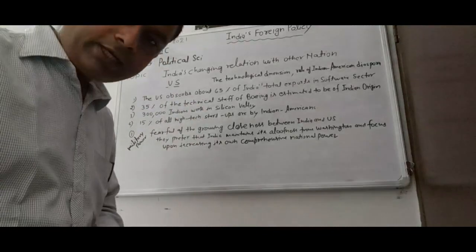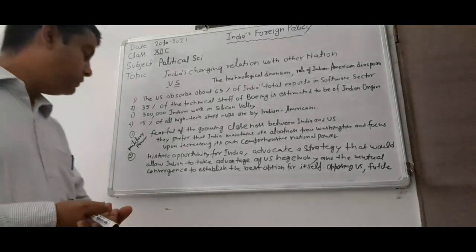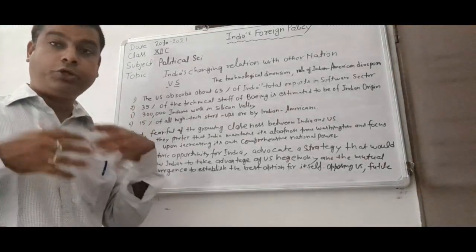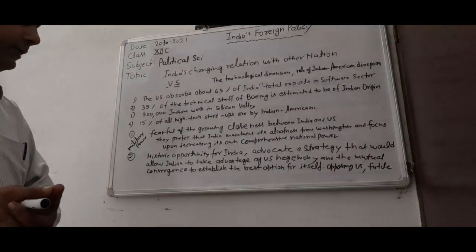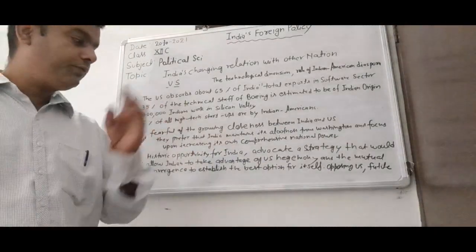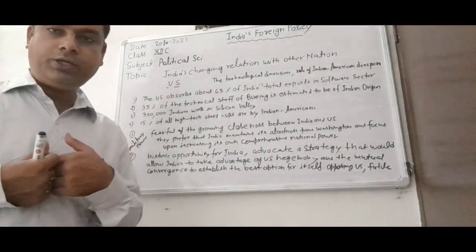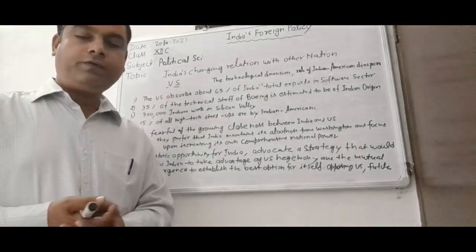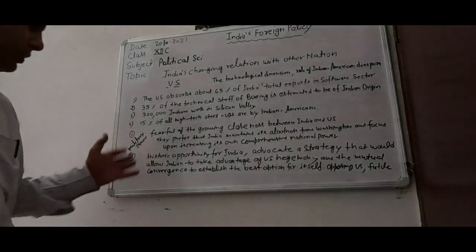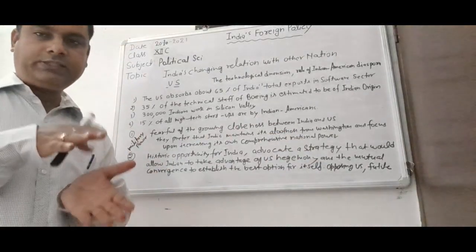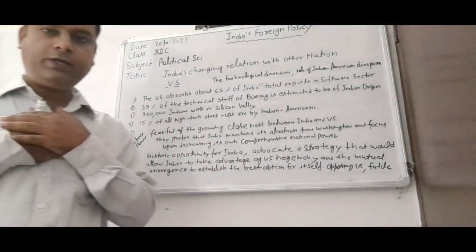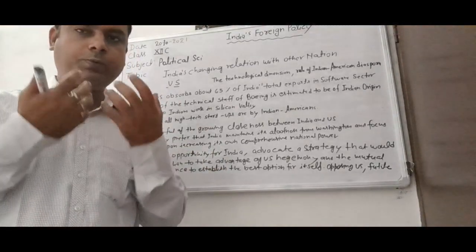And the second thing, class, some other people look at the closeness of India and the US as a historical opportunity, and they advocated a strategy that would allow India to take advantage of US hegemony. India should take advantage of US hegemony and the mutual convergence of the US and India to establish the best option for itself. India has many options.